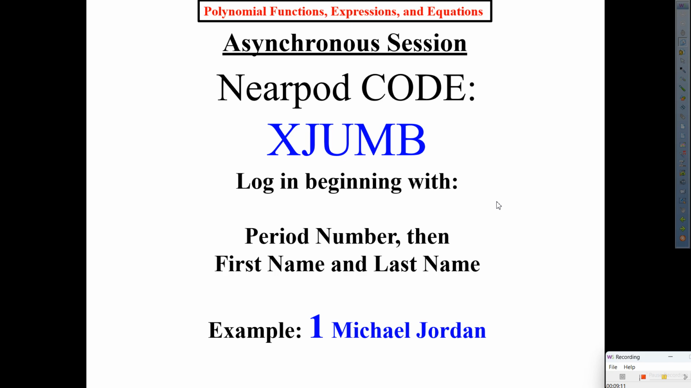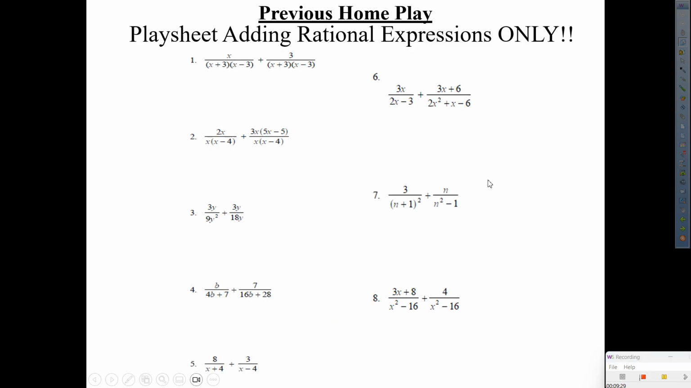All right? So last night's home play looks like this. Only 8 problems, is that correct? All right, so go to Canvas, turn that in. Since we're already in second quarter, now it's going to be double the points. 200. Let's go. Turn that in, please.